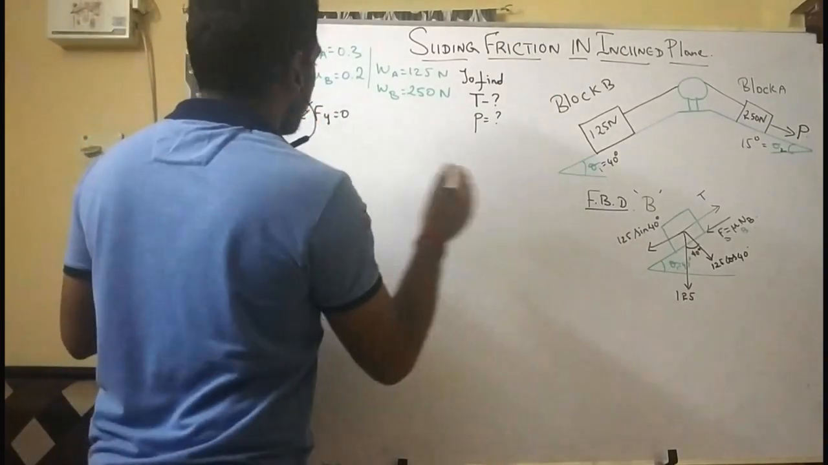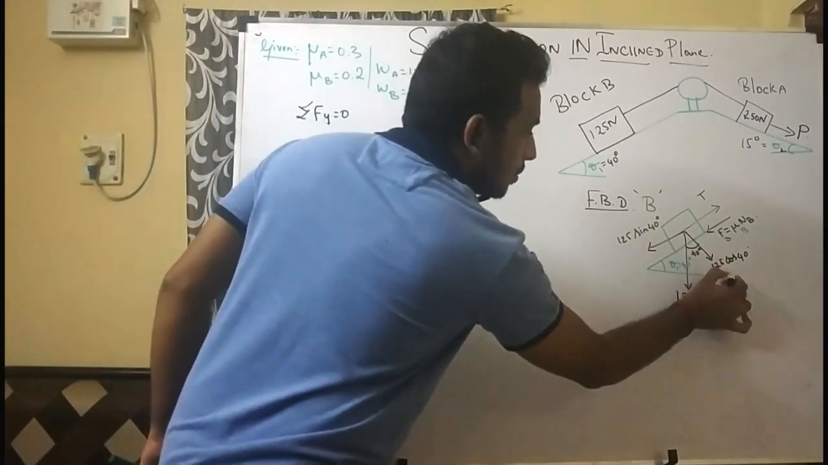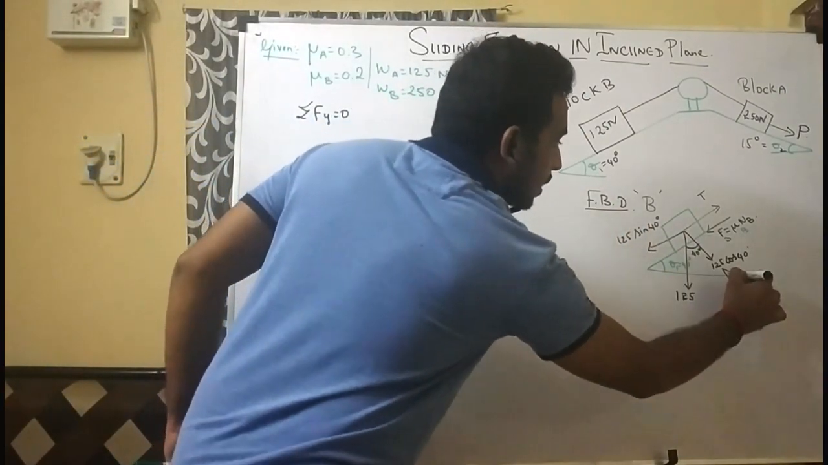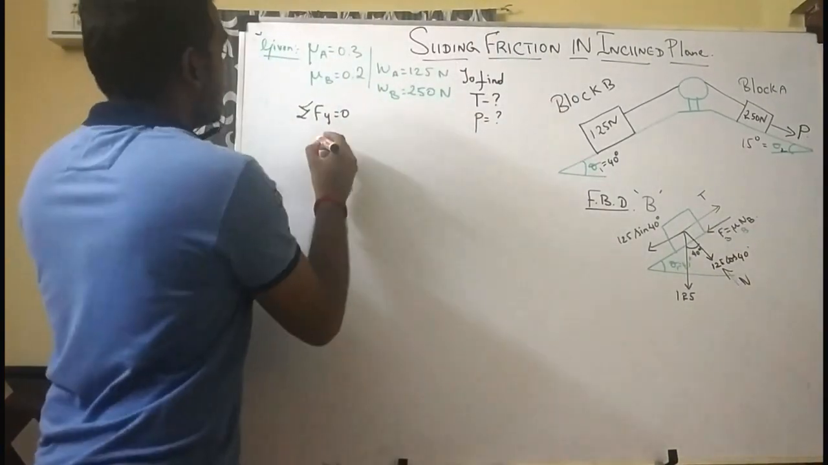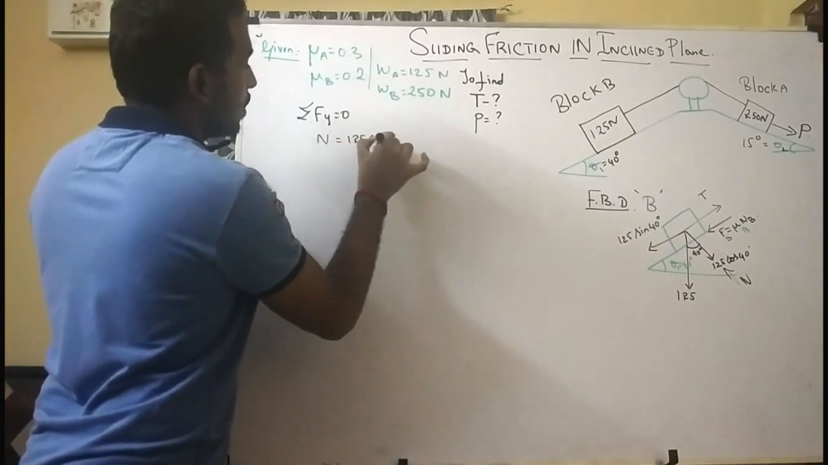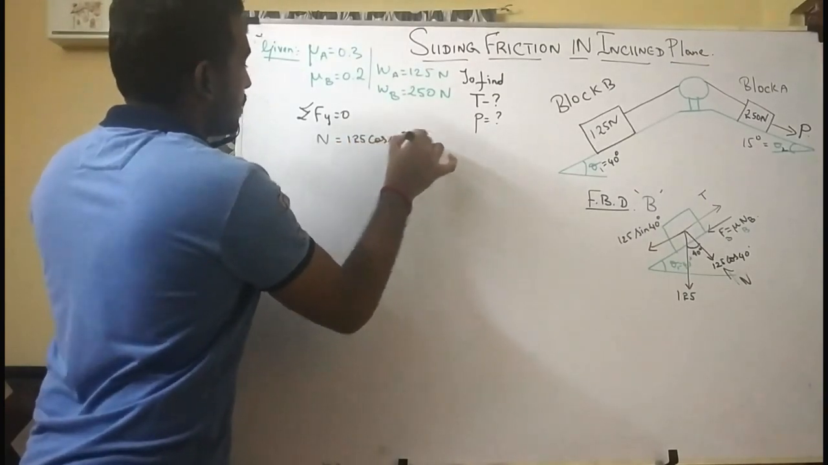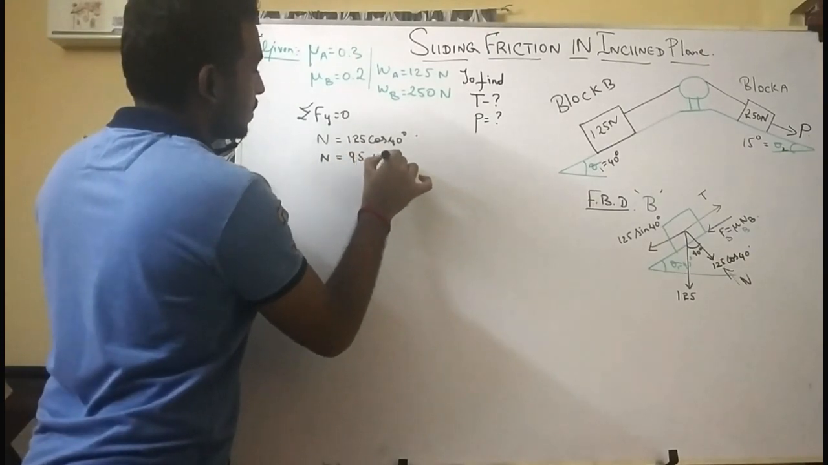Perpendicular to the block, summation of Fy is equal to 0. The normal reaction acts exactly perpendicular in this direction, that is N is equal to 125 cos 40 degrees. So we get N equal to 95.46 Newton.